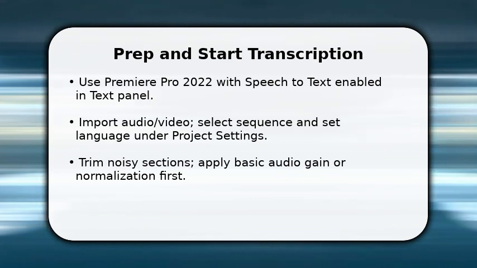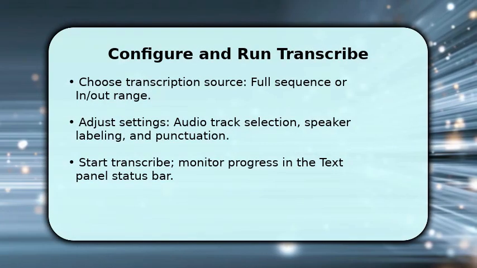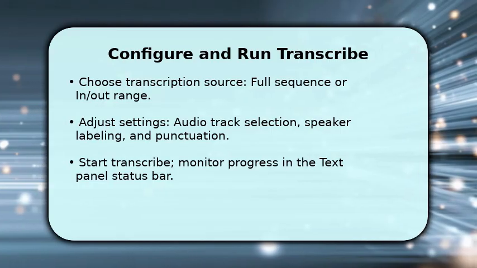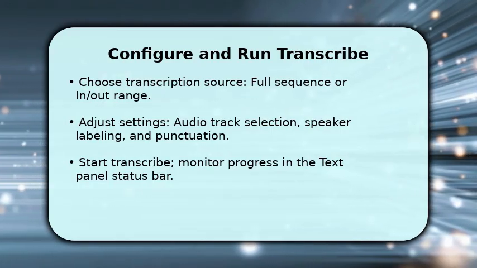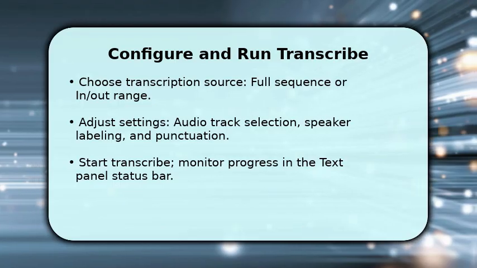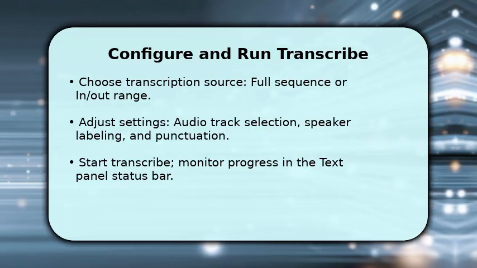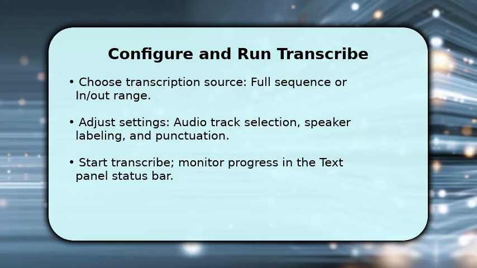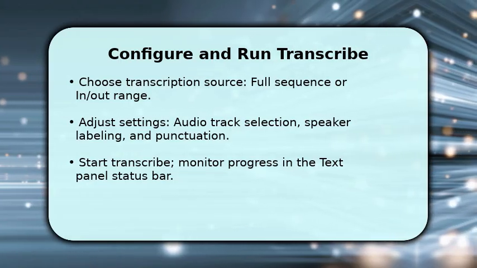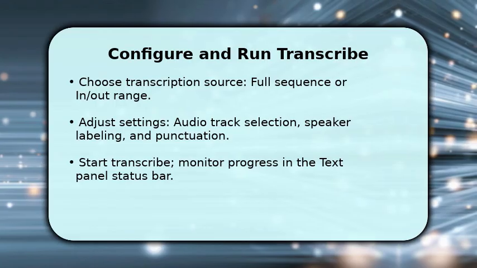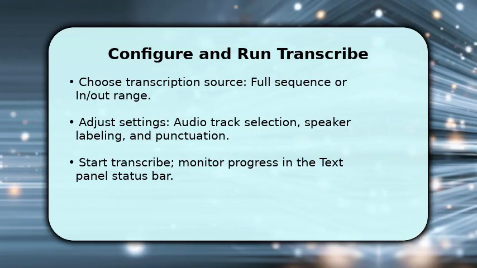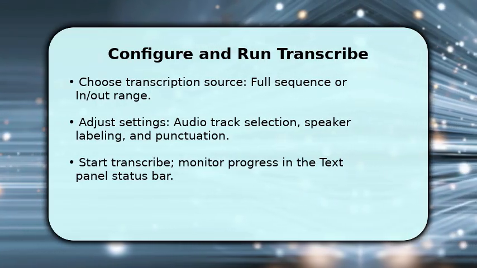Once transcription starts, select whether to transcribe the full sequence or an in/out range to save time. Make sure the correct audio track is chosen if you have multiple tracks. This prevents crosstalk recognition. Enable speaker labeling for interviews and toggle automatic punctuation if you want cleaner text. Disabling it gives raw output you can control manually.